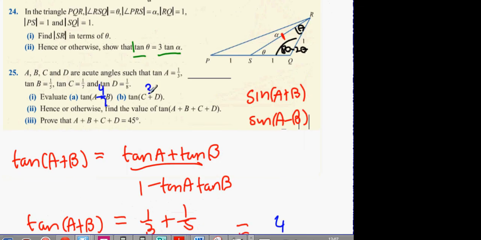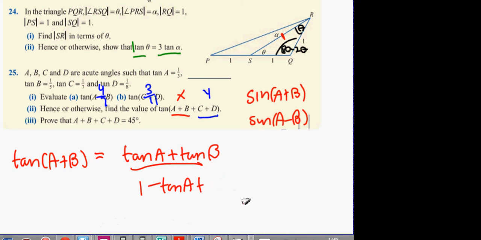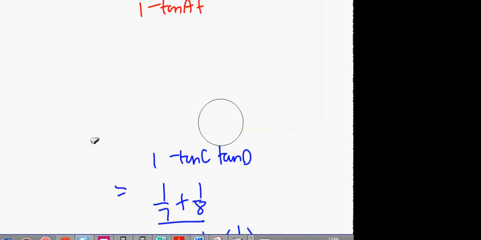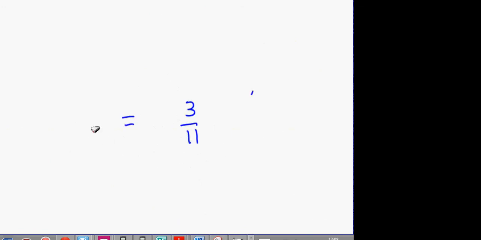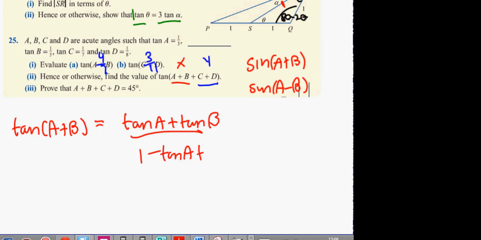I'd expect you all to get that out. It's easy enough, alright? Now guys, it goes hence or otherwise find the value of tan A plus B, C plus D. Look at this. Okay? Let X be A plus B, let Y be C plus D. So in effect, this is what you're doing. Now you wouldn't have known to do this unless you've seen something like it before, I suppose. But look at this part here. What in effect I'm doing is I'm basically changing this to X and Y. That can be X, that can be Y, that can be X, and that can be Y.